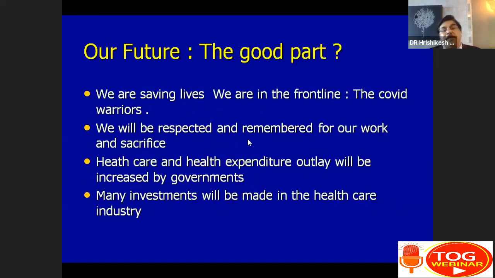So now let's come to the main part, which is just 5-10 minutes. So what is our future? Like all of us, we are gynecologists, we are our federation. What is the good part?